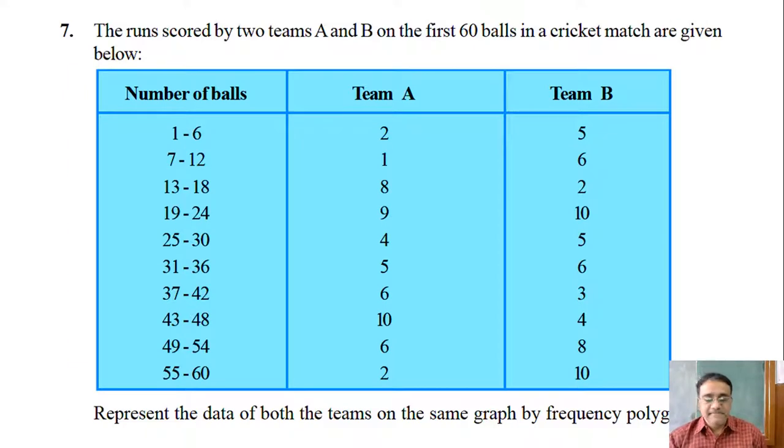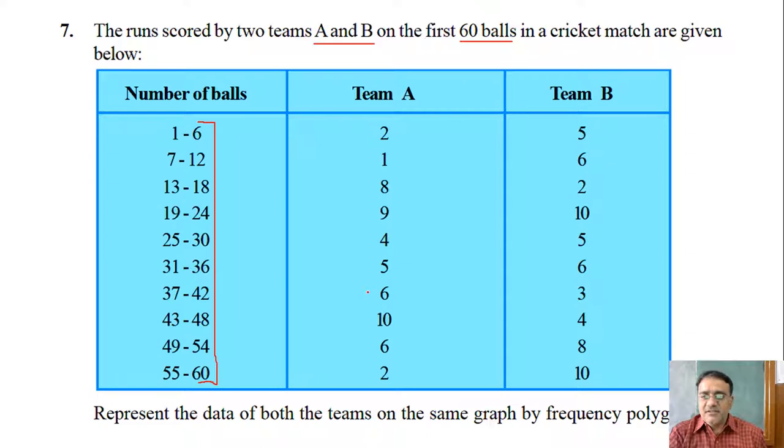Question number 7. The runs scored by two teams A and B on the first 60 balls in a cricket match are given below. The number of balls is given, team A, team B is given. Now we have to represent the data of both the teams on the same graph by a frequency polygon. So again, for a frequency polygon, first you have to check whether the class interval is continuous or not.